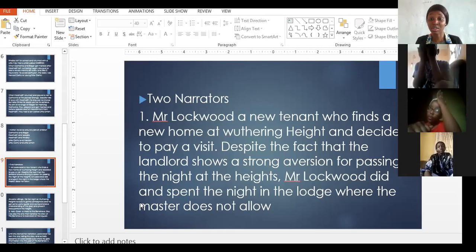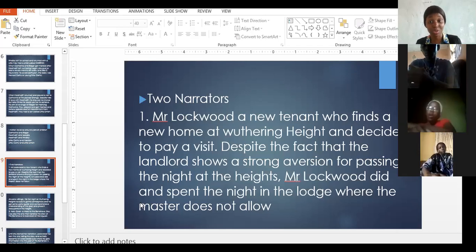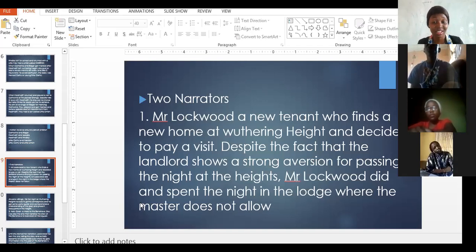Now, we said we had two settings in Emily Bronte's Wuthering Heights. We have Wuthering Heights itself, and we have Thrushcross Grange. The Earnshaws stay in Wuthering Heights, while the Lintons stay where? At Thrushcross Grange. In between Wuthering Heights and Thrushcross Grange is where we have what? The moor. M-O-O-R. And we said the moor is a desolate land.